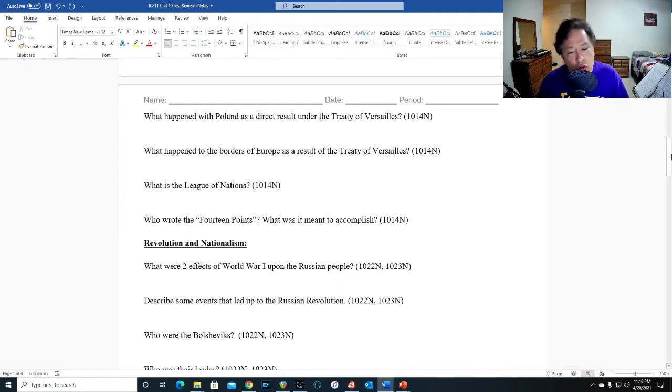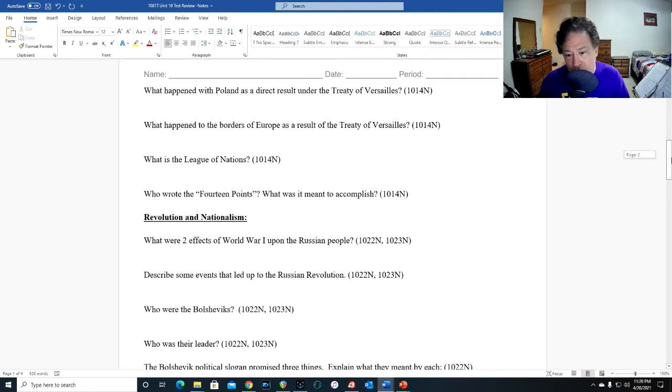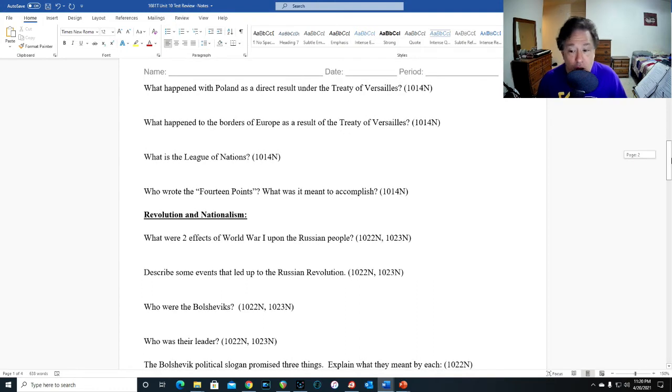So what happened to the borders of Europe as a result of the Treaty of Versailles? New countries were formed, and the Austro-Hungarian Empire was broken up and made into 4 separate countries: Yugoslavia, Czechoslovakia, Austria, and Hungary.